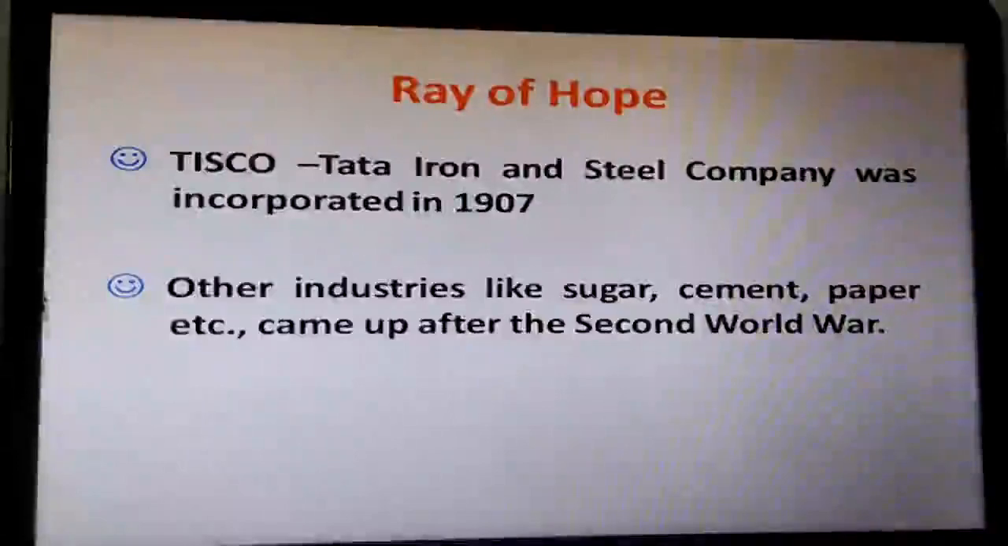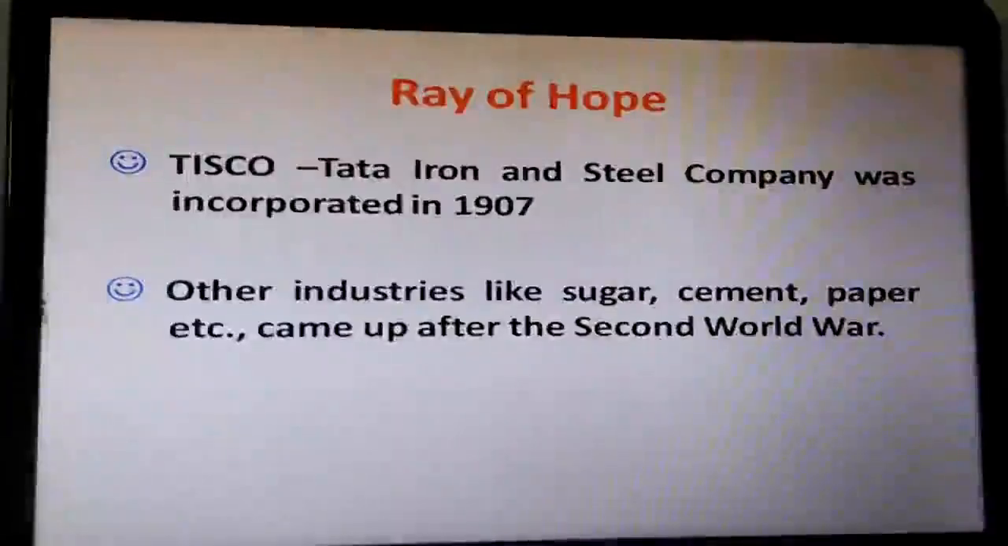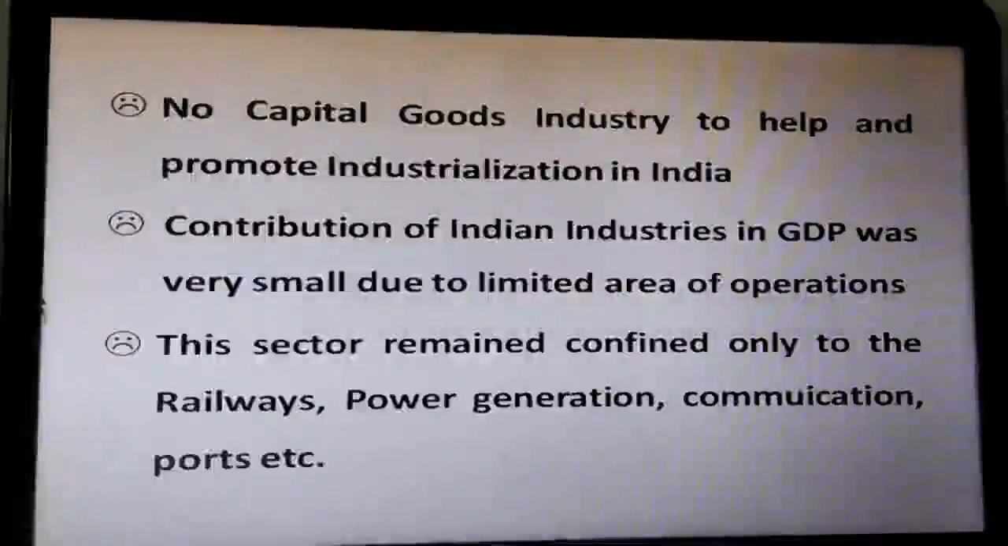Now talking about a ray of hope. As I told you, our sector was very much confined only to two industries, that is, the cash crop industry. But there was a ray of hope when the Tata Iron and Steel Company was incorporated in 1907. Other industries like sugar, cement, paper also came up after the Second World War. But again, there was no capital goods industry to help and promote industrialization in India.